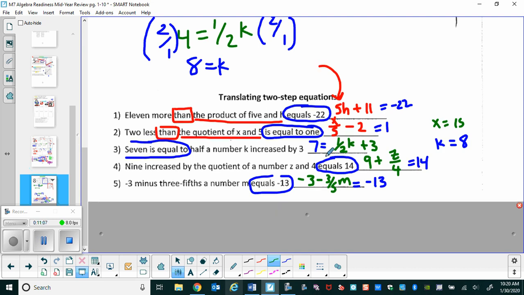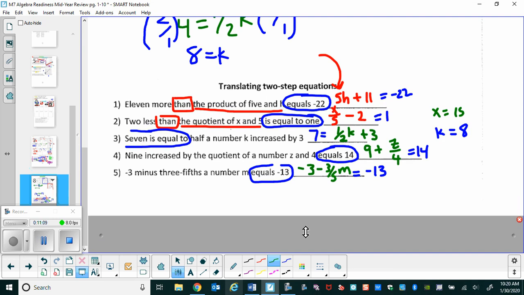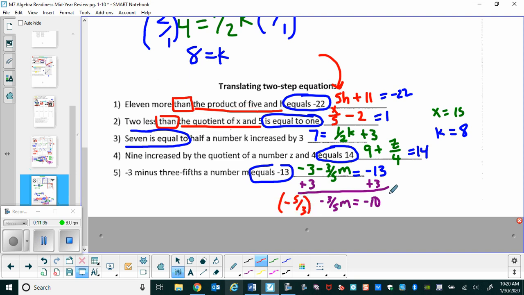And so to solve this one here, you're going to add your 3, and careful, you have a -3/5 m right here, a -3/5 with the m, and over here this equals -10. Then to solve, you're going to multiply both sides by this reciprocal, so times a -5/3 and times a -5/3.